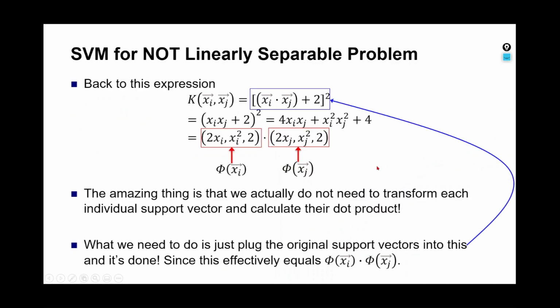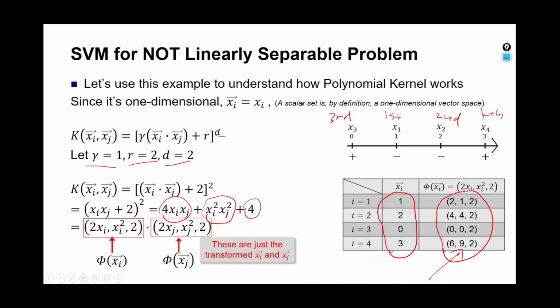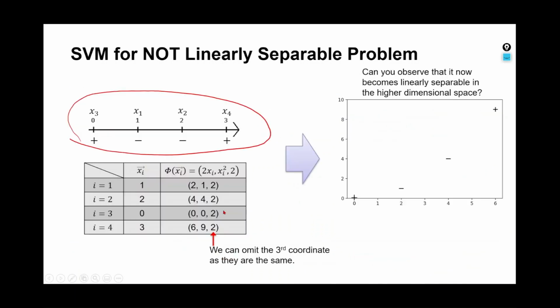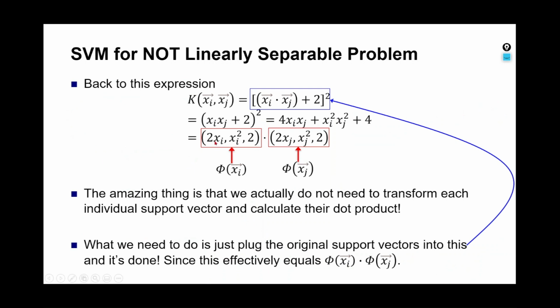Then let's see. So back to this expression. We have just basically copied the same thing from here, no difference at all. And the final two expressions, these are just the transformed xi, basically the support vector. This is also the transformed support vector, the same thing. And you can see the final result is just the dot product of the transformed vectors, right?